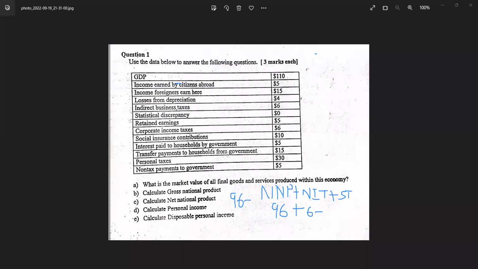Please, it's minus indirect tax. Did they give us any subsidies here? Please go through it for me. So the subsidy goes to 0. So net indirect taxes, which is 6.